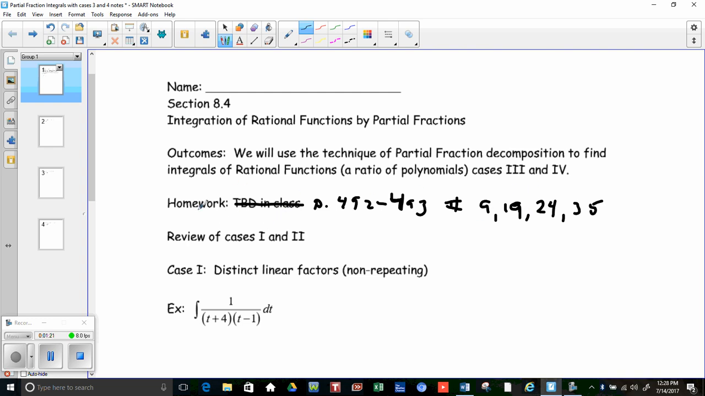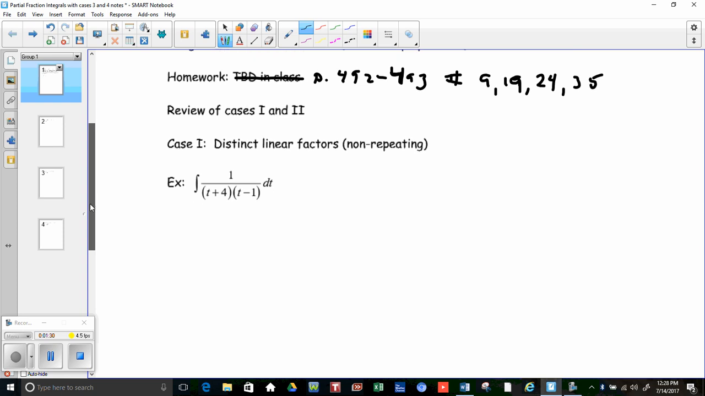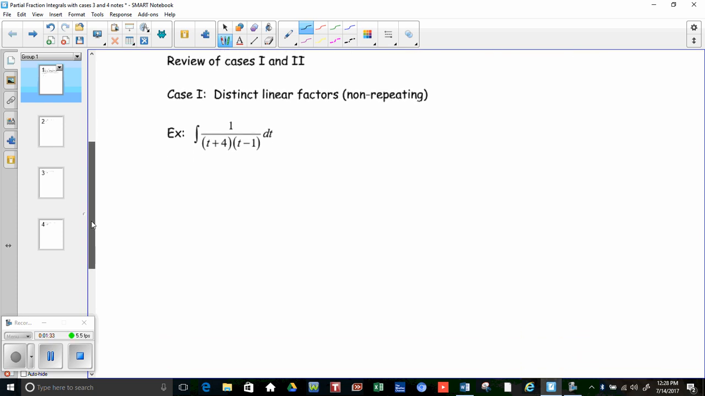Okay, so let's go ahead and review the idea of integration of rational functions by partial fraction decomposition. So the first one we're going to talk about is probably the one you've dealt with mostly. Case 1 is where you have distinct linear factors in the denominator and they are not repeating. So as you can see, the denominator of this integral is t plus 4, t minus 1. Those are both linear factors and none of them are repeated. They're not raised to any powers. So this is probably the most common one that you've seen.